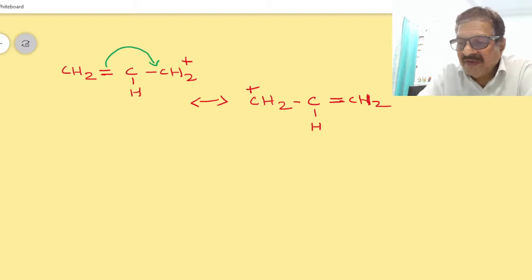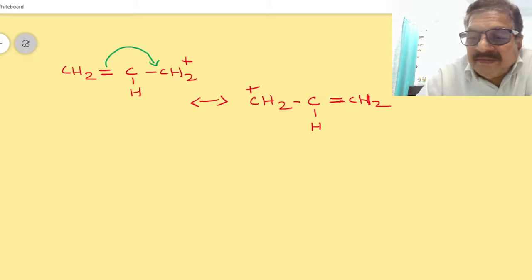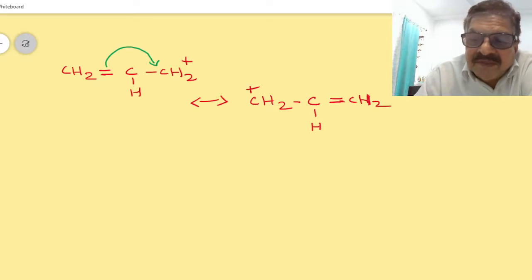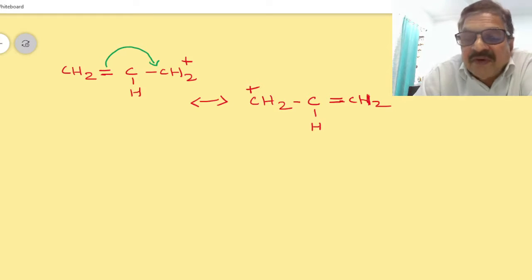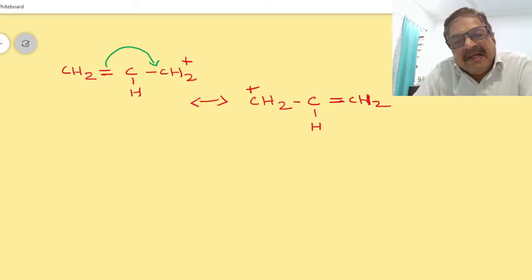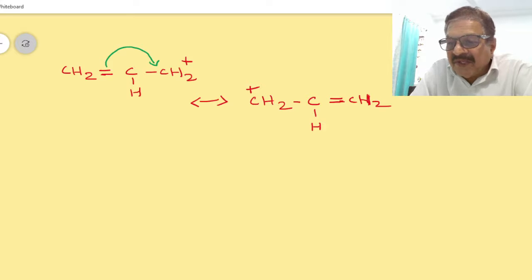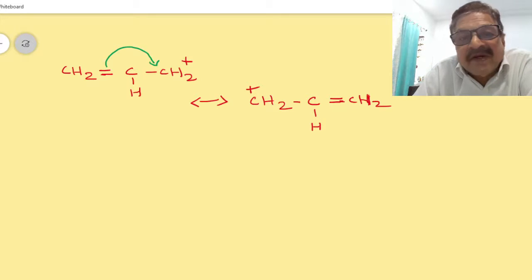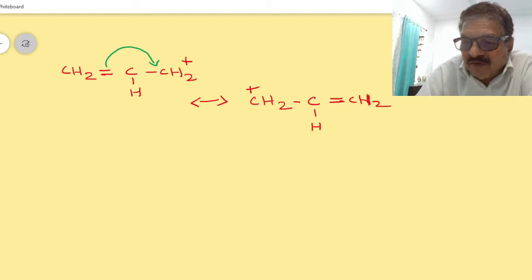The positive charge is adjacent to a double bond here. An atom bearing a positive charge is bonded either to a double bond or multiple bond, or an atom with a lone pair. This is the situation here. CH2 double bond CH2 plus, carbocation. So it is becoming CH2 plus on this side here. So long as the Lewis structure is correct, there is no problem.